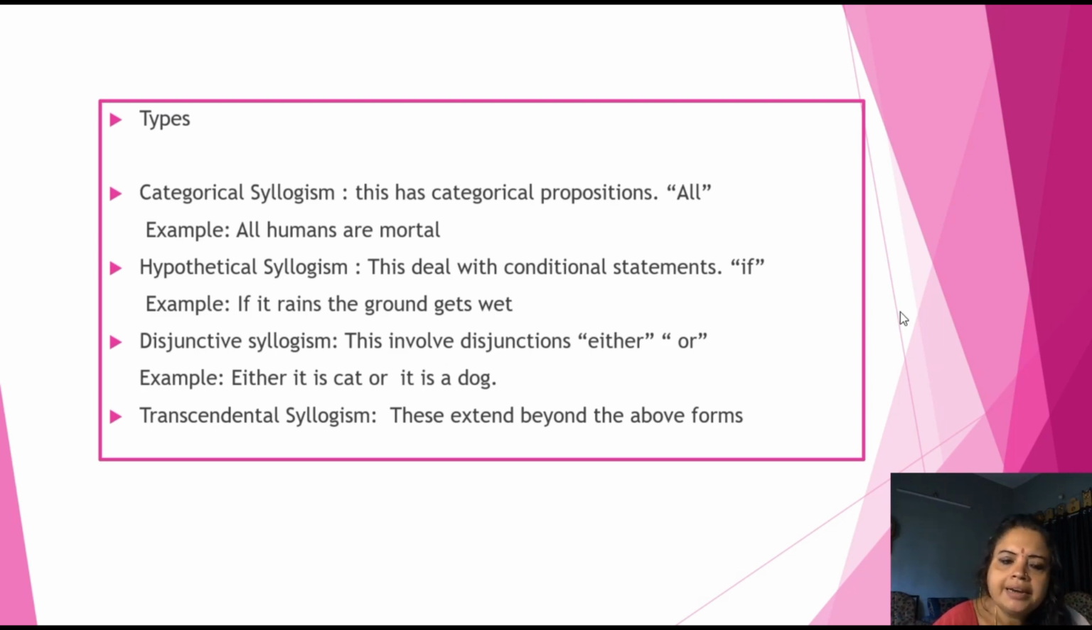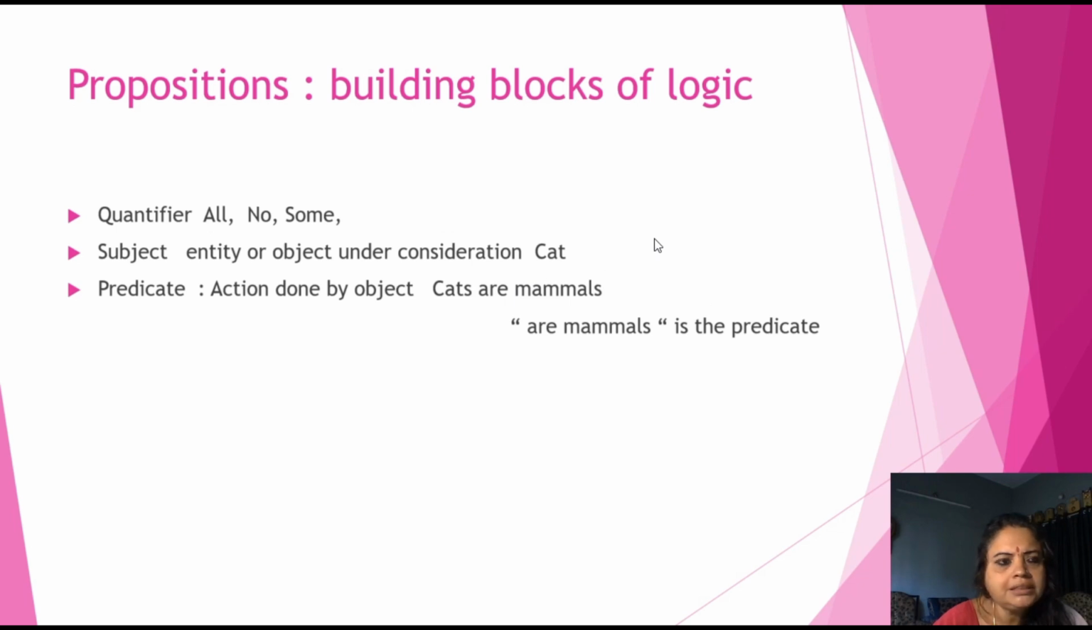Then there is transcendental syllogism, where these statements, all, either, if, may not appear. It can be different. So if the syllogism extends beyond the above forms, then we call it transcendental syllogism. So this is just to know the theory part.